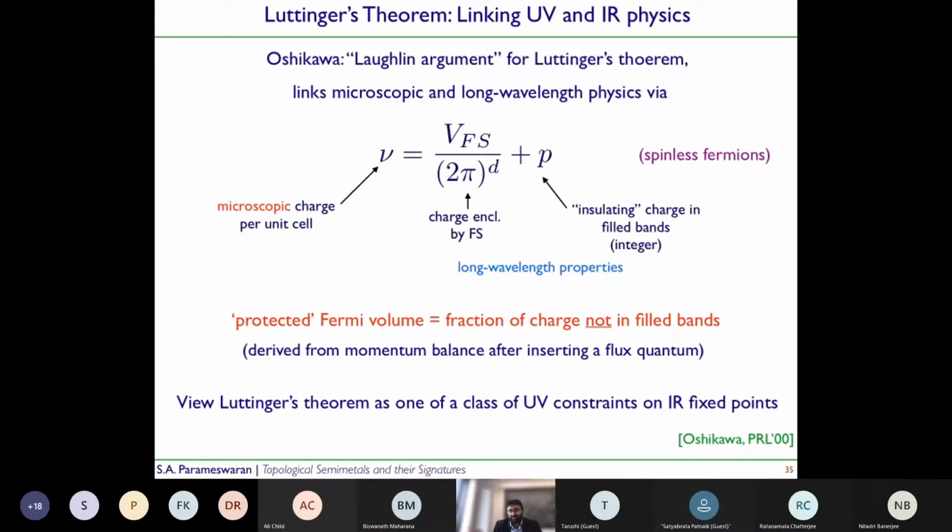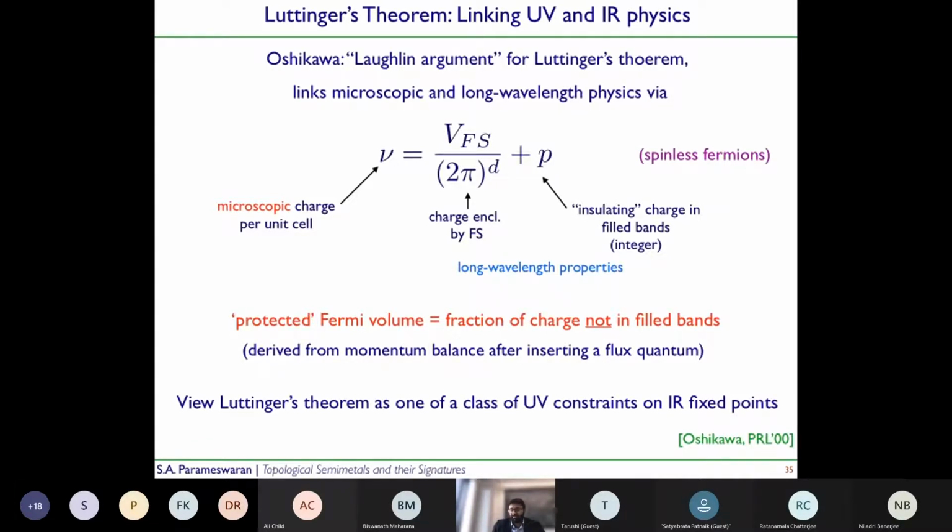So in fact, Luttinger's theorem is sort of interesting. It was obtained by doing diagrammatic perturbation theory and so on. But in fact, there's a modern view of that, mostly due to Oshikawa and followed up by various people, that actually links it to Laughlin's argument. And in the modern language, this is viewed as an example of what's called a 't Hooft anomaly in particle physics. It's a fancy word.